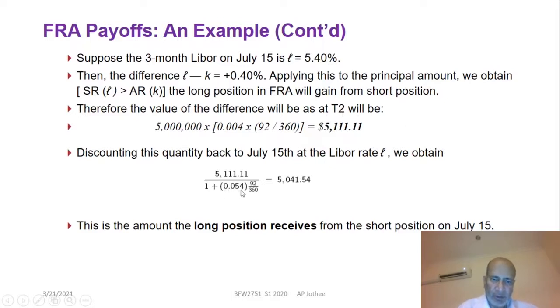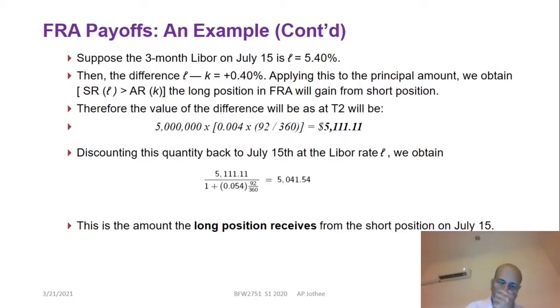So 1 plus 0.054 times the fraction. What you do is get the fraction first, times by this rate, then you plus 1. Okay, inverse it and times to $5,111.11. You get $5,041.54. That is effectively at ST, what we call T1. That is on July 15. But actually you have to settle it on T2 on October 15.